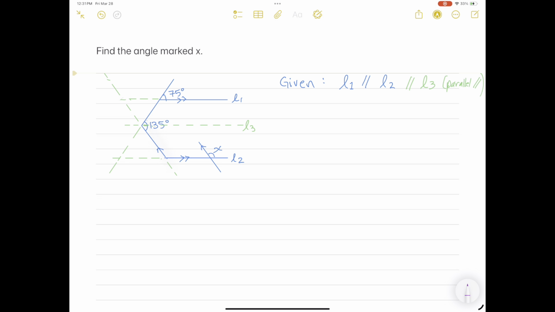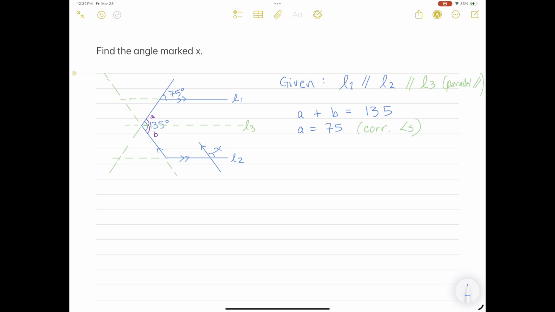Next, I note that line 3 cuts the vertex into 2 angles that add up to 135, and I will name those angles angle A and angle B. So I write A plus B equals 135. And from the figure, I see that angle A is a corresponding angle to the angle above line 1, which is 75 degrees. So angle A is also 75 degrees. And I write the shorthand of that theorem in parenthesis to support that A equals 75.